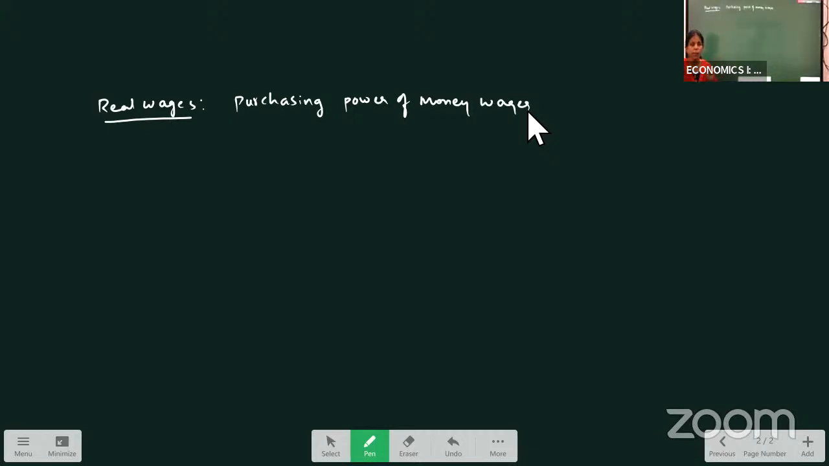money wages. Purchasing power of money wages means what? How much income you have, with that income, how much amount of goods and services you can purchase. So that purchasing power is called real wages. Now let us see what real wages exactly mean here.